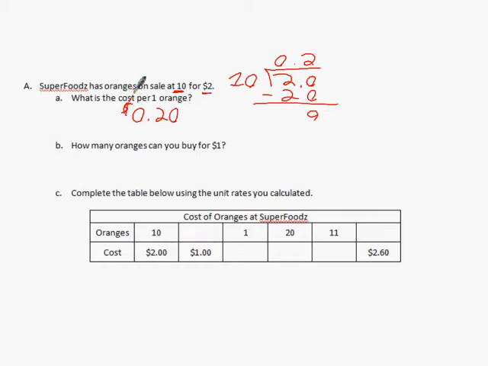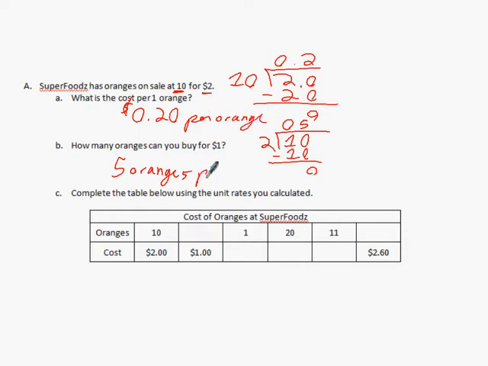If we want only 1 orange, we divide by oranges. How many oranges can you buy for $1? Well, the same thing, if we want it for only $1, we divide by dollars, which is 10 divided by 2. 2 goes into 1, 0 times. 2 goes into 10, 5 times, which is 10, no remainder, so 5 oranges. And I'm going to finish out the unit rate by saying $0.20 per orange, 5 oranges per dollar. Unit rate is always for one thing.